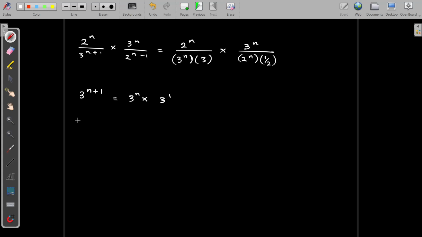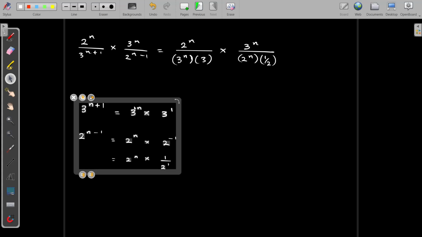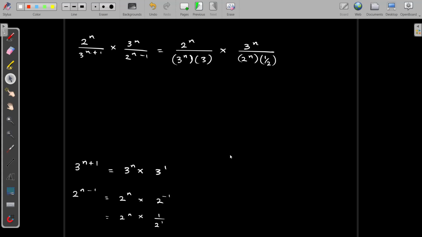And then the same would go for the 2 to the n minus 1. Same base, the exponent for here would be n, the exponent for here would be negative 1. And then we know when we have the negative exponent, we can flip it. So it's just 1 over, seeing it now? Yes, sir. So that's what we have there.